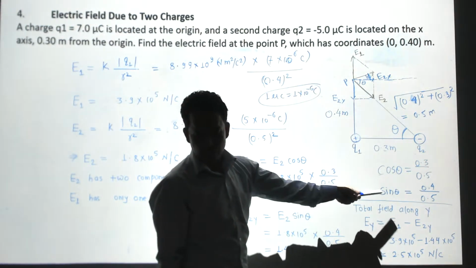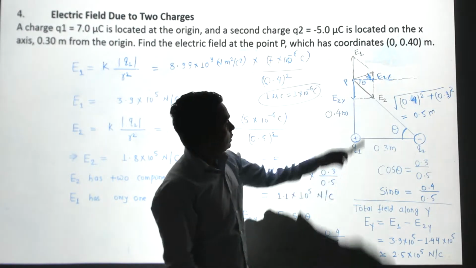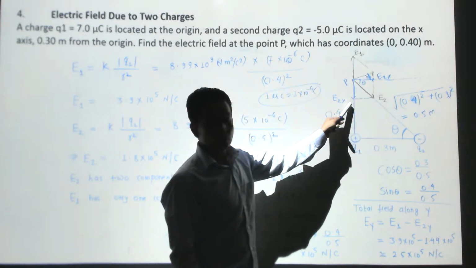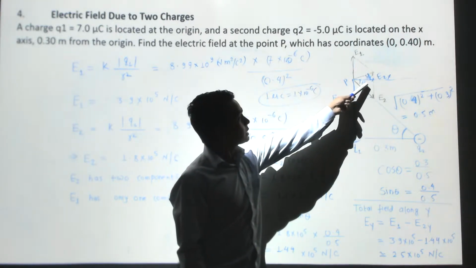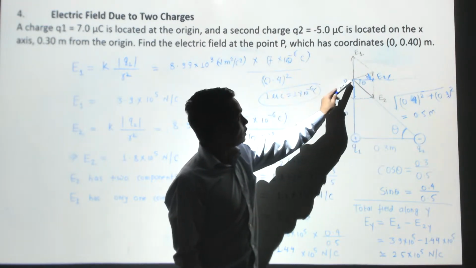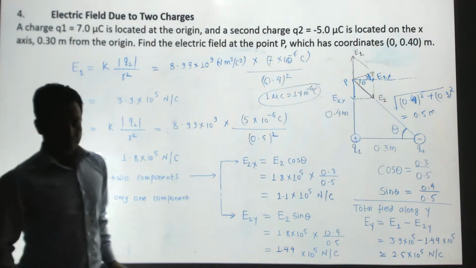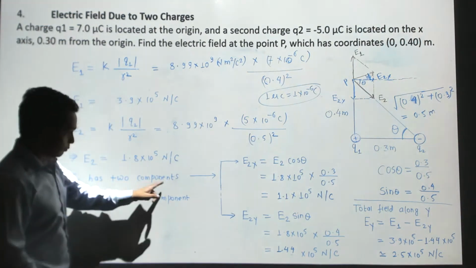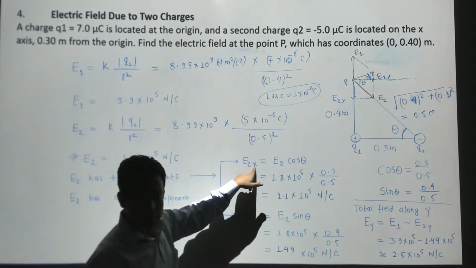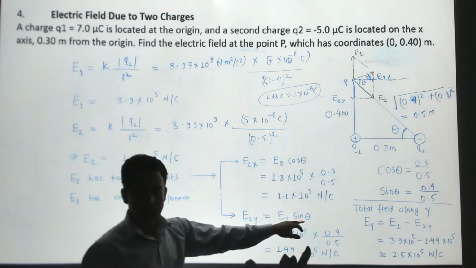So sine theta is 0.4 over 0.5. Now E2 has two components, one along the x-axis and one along the y-axis. Along the x-axis, this component is E2 times cosine theta, and along the y-axis, this is E2 times sine theta. So this has two components: E2 along the x-axis is E2 cosine theta, and along the y-axis it is E2 sine theta.